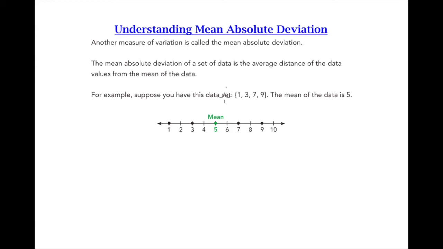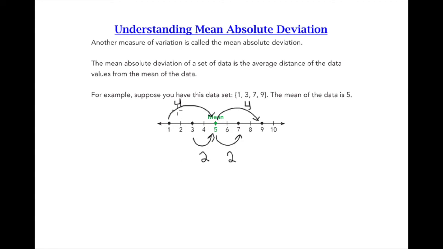If you look on the number line, you'll see in green we have our mean plotted, and then we have our 4 points of data that were given in the data set, 1, 3, 7, and 9. Now the absolute deviation is how far away each unit is from the mean. So if you look at 7, 7 is 2 units from the mean. 3 is also 2 units away from the mean. Then we have 9, which is 4 units from the mean. And we have 1, which is also 4 units away from the mean.